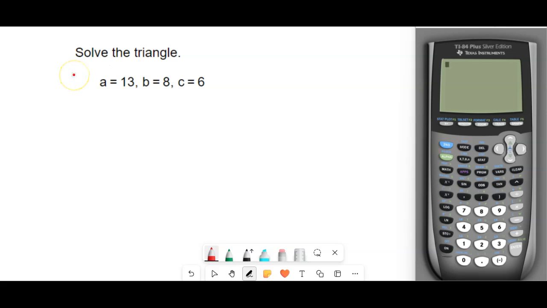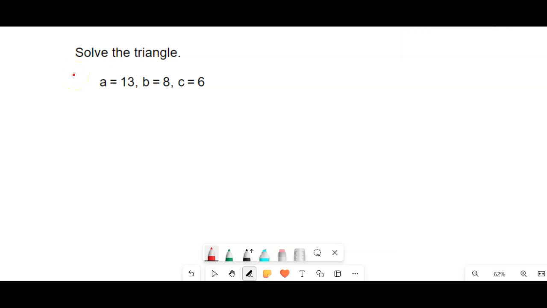Hey, trig class, we're going to solve this side, side, side triangle using the law of cosines. Because it's side, side, side, we're going to start with the longest side, and then we're going to switch to the law of sines. And then finally, we're going to use that 180 rule. We need to find all three angles. So the law of cosines will give us our biggest angle. Our law of sines will give us one of the two acute angles. The 180 rule will give us the third.